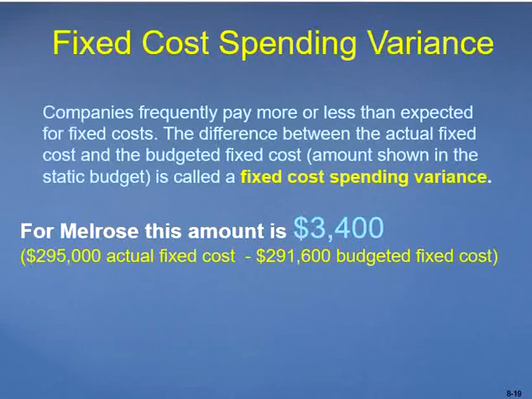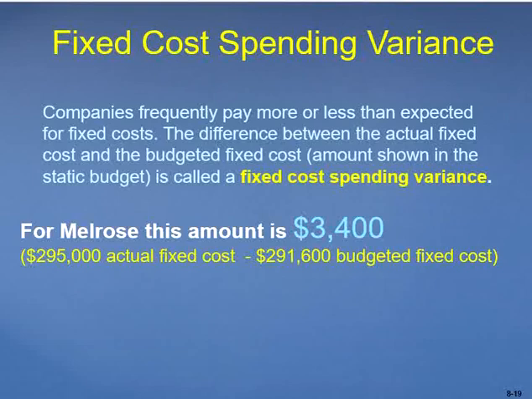First one is spending variance, right? What is a spending variance? Is that the company normally pays more fixed cost than what was budgeted. This is what we call fixed cost spending variance.